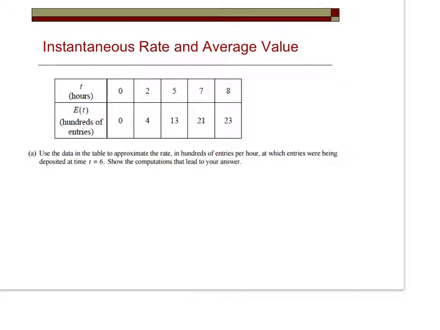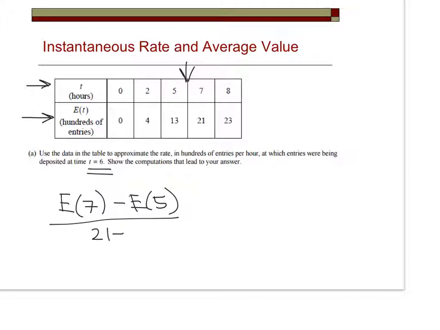Okay, now we're looking at a numerical perspective. So in this example, we are asked to approximate the rate at t equals 6. Well, notice in this example, we are not given a rate of change. We're given the number of entries and we're given time. So to find the rate, we would have to subtract E of something minus E of something all over the change in time. Well, since 6 falls between 5 and 7, we are going to go E of 7 minus E of 5 all over 21 minus 13.